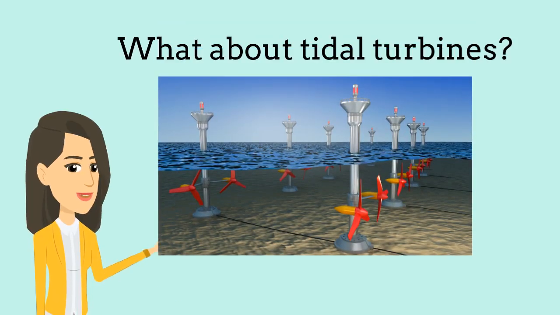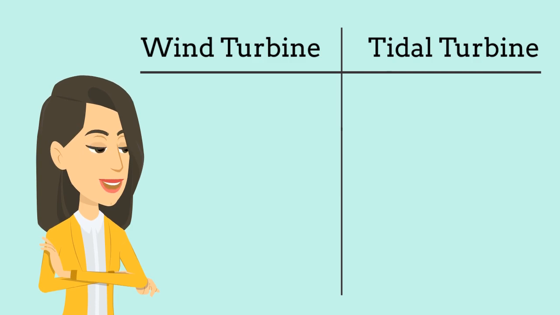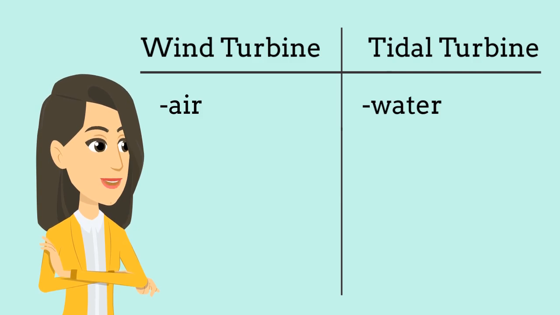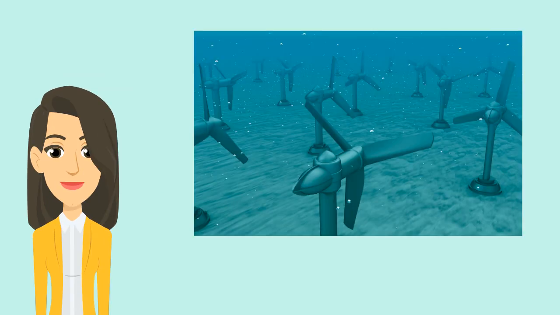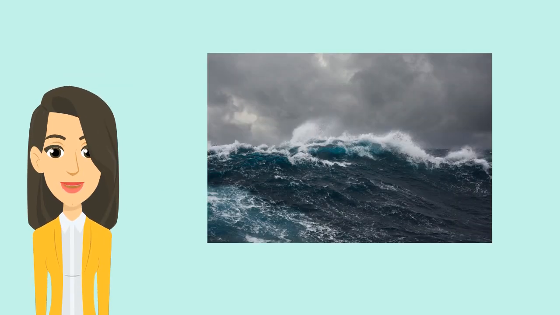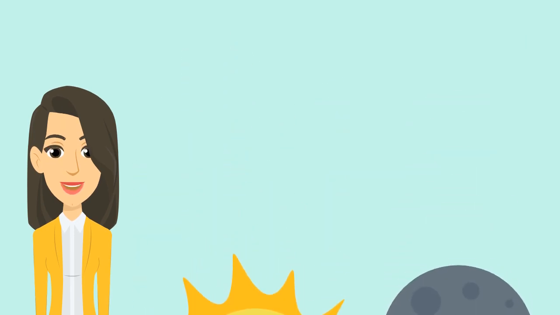What about tidal turbines? Wind turbines and tidal turbines are very similar, with the only major differences being the fluid used to produce shaft work, how sturdy the machine must be, and the location of the turbine. Tidal turbines sit on the sea floor and run on the work from the tidal movement, which is produced by the gravitational pull of the moon and the sun along with the rotation of the earth.